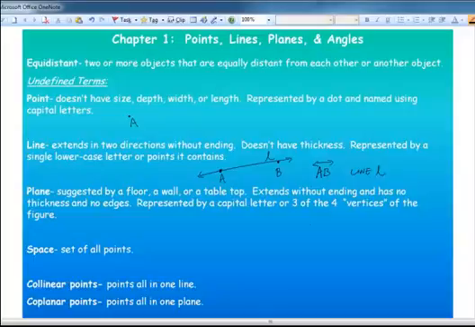Please notice that this AB and this AB and this AB are all different. This right here represents a line. This represents a ray, and this represents a line segment.